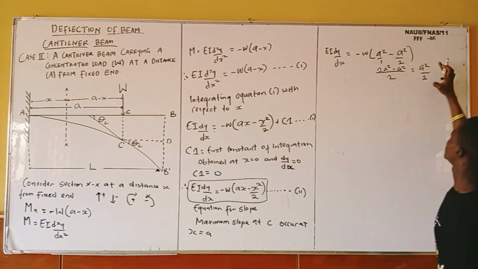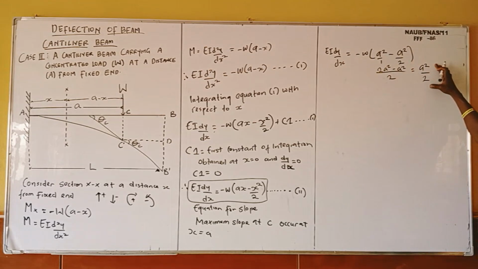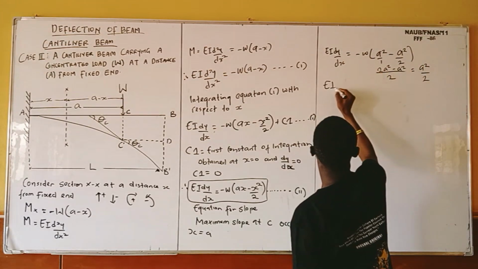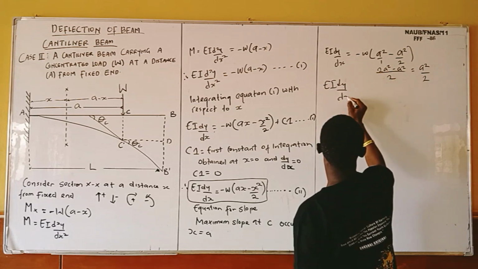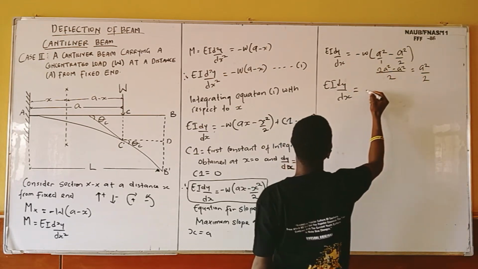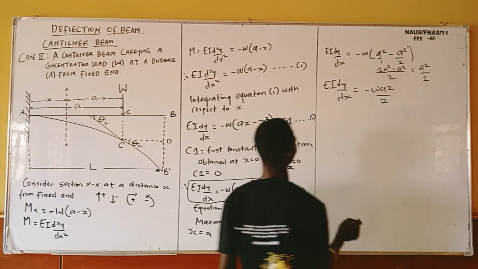So now don't forget, this bracket has already given us A squared over 2 multiplied by W. Then we are going to have our EI dy/dx equals to minus W multiplied by A squared over 2, which is minus WA squared over 2.